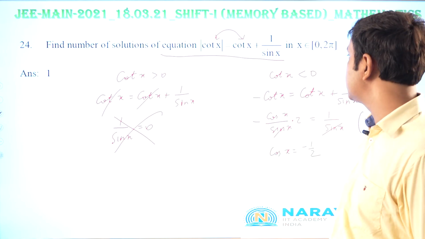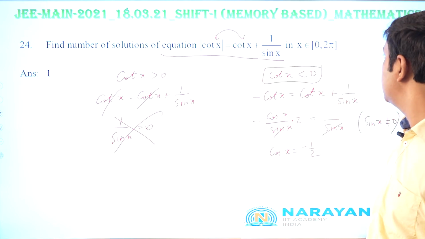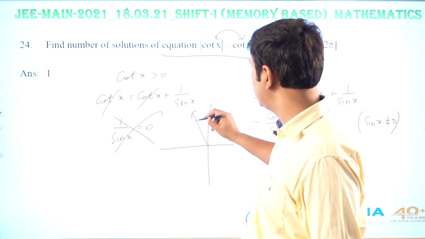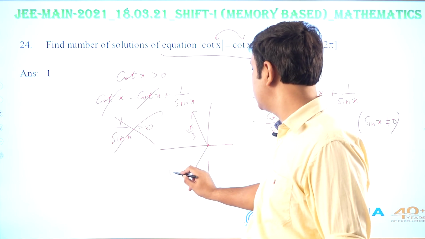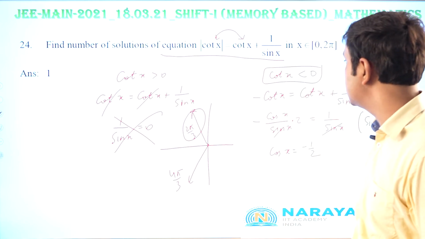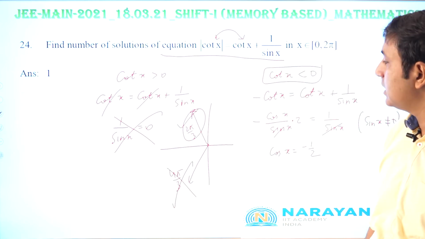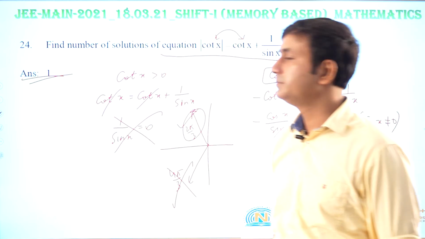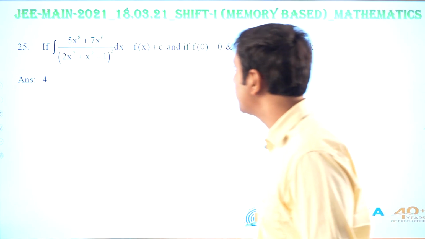Cos x is equal to minus half, and cot x is positive in 0 to 2 pi. We know cos x is minus half for 2 pi by 3 and 4 pi by 3. But here cot x is negative, we'll take that. Here cot x is positive, we'll not take that, and hence the number of solutions is just 1. We'll mark that, we'll move on to the next question.